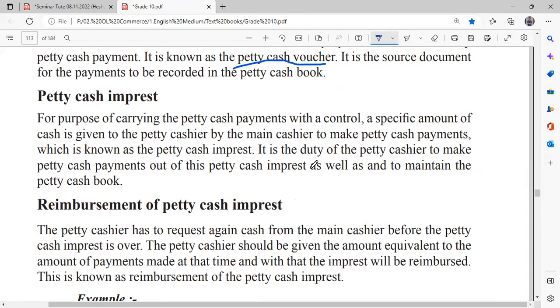Petty cash impress means for the purpose of carrying out the petty cash payments with control, a specific amount of cash is given to the petty cashier by the main cashier to make the petty cash payments, which is known as the petty cash impress. So the main cashier gives cash to the petty cashier to do petty cash payments, so we call it the petty cash impress. It is the duty of the petty cashier to make the petty cash payments out of the petty cash impress as well as to maintain the petty cash book.